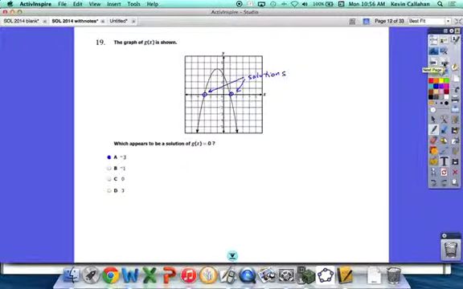Okay, look for the solutions. Where do you look for solutions for a polynomial? X-intercepts. And that's the algebra kind of knowledge. You have to know that part.